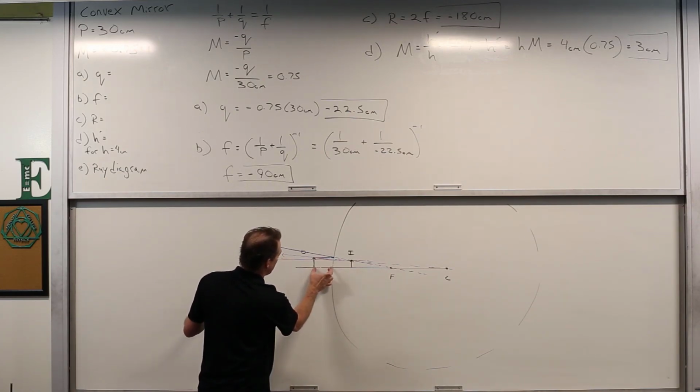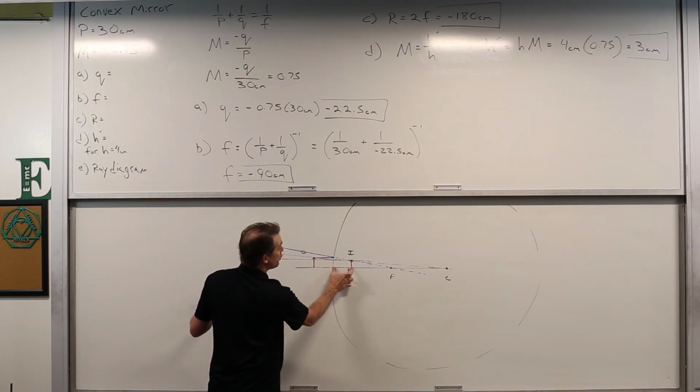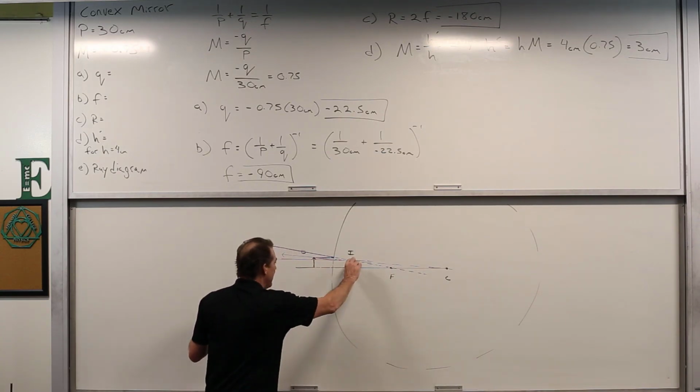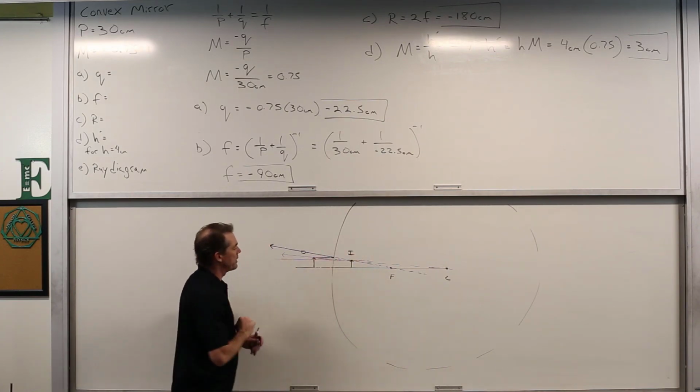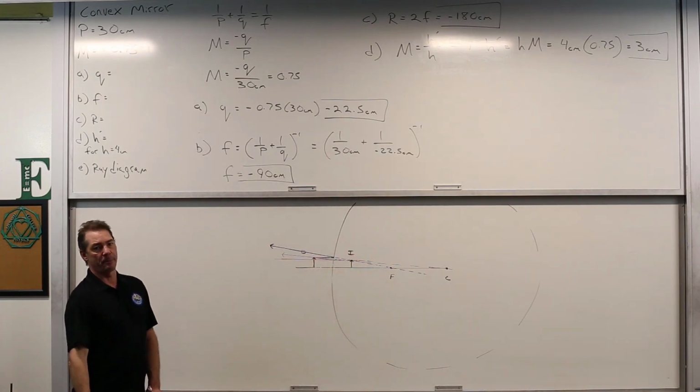Object distance, image distance a little bit smaller. This was supposed to be 30 centimeters. This is supposed to be 22.5 centimeters on the back side. It's a little bit smaller in height. This is supposed to be 4 centimeters. That's 3 centimeters. Within reason, it matches up pretty good.